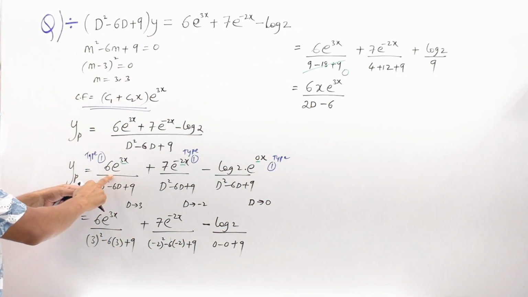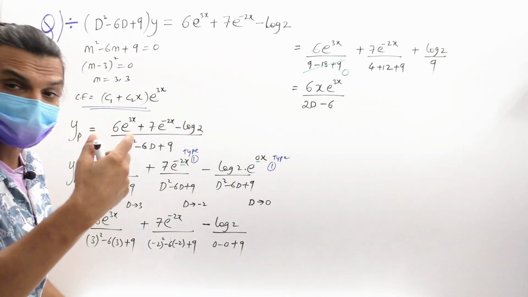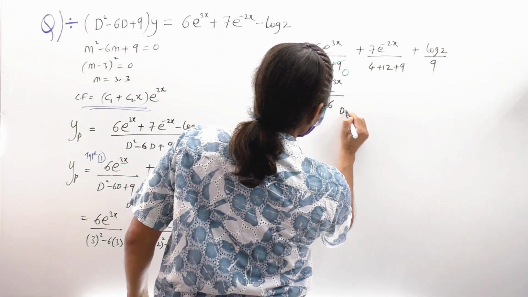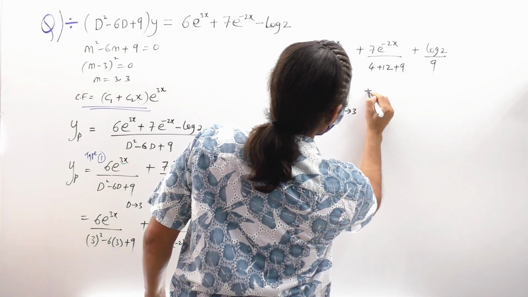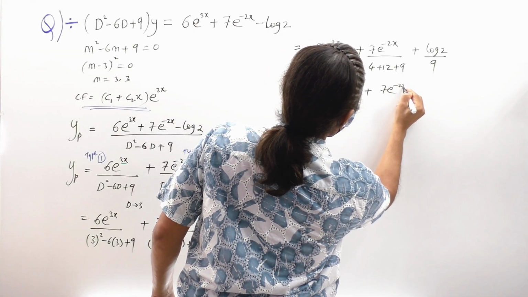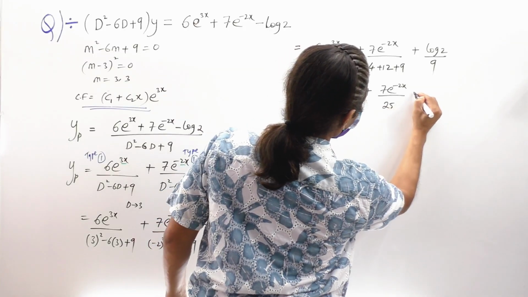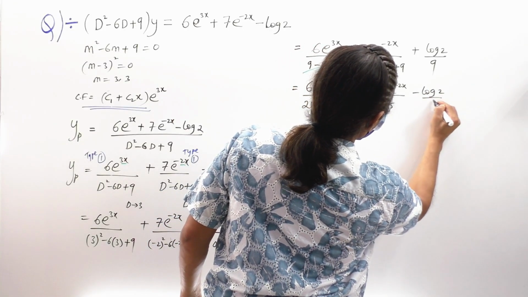Correct? Differentiate D squared is 2D and the differential of minus 6 is minus 6. 6 into D, D is 1. That's it. Again replace D by what? 3. And I think this is done. 7 e raised to minus 2x divided by 4 plus 2 16, 25 minus log of 2 by 9.